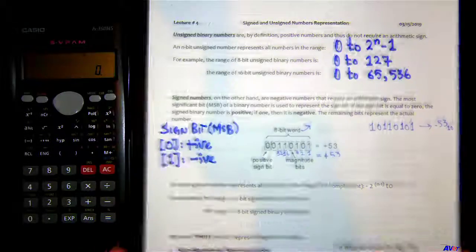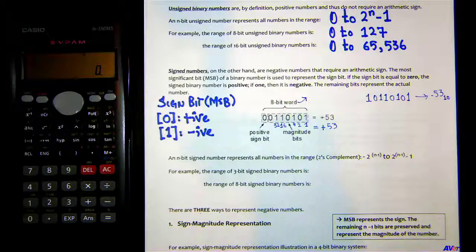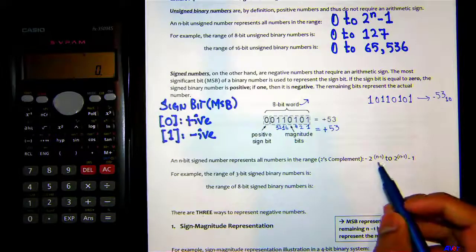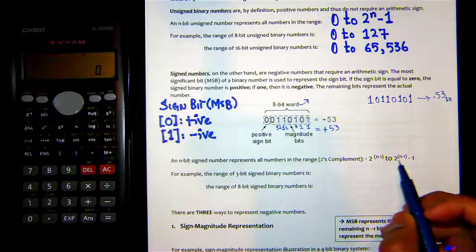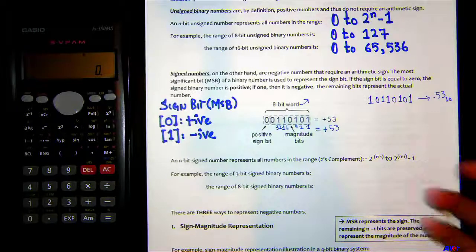Okay. All right. An n-bit signed number represents all numbers in the range. Again, like I mentioned earlier, there are 3 different ways of representing signed numbers. We're going to focus on 2s complement. For 2s complement, to find the range, here is the equation: negative 2 to the power n minus 1, to 2 to the power n minus 1, minus 1. Okay.